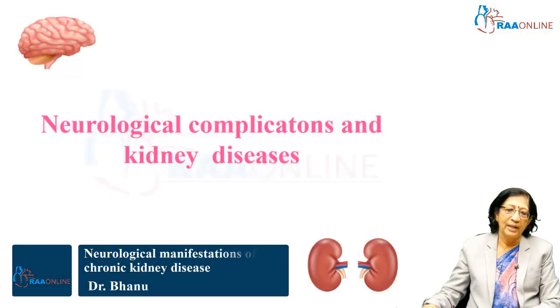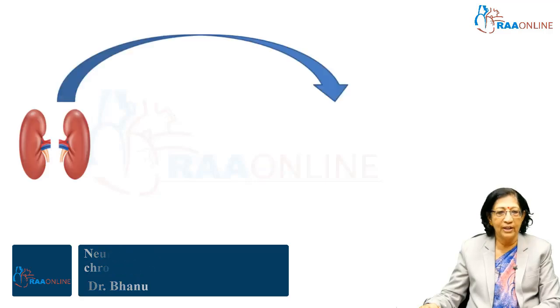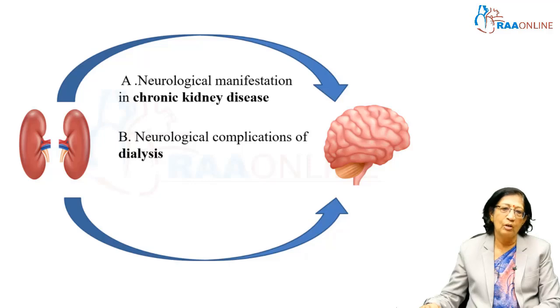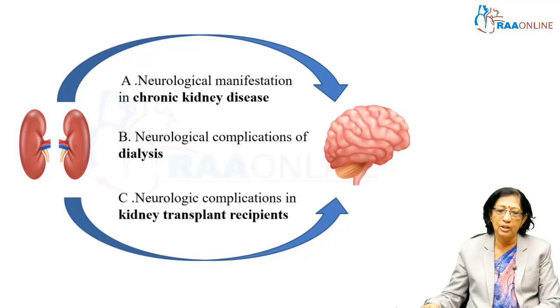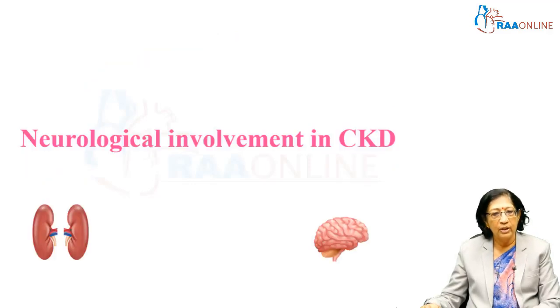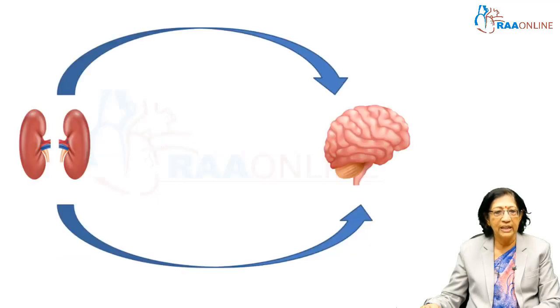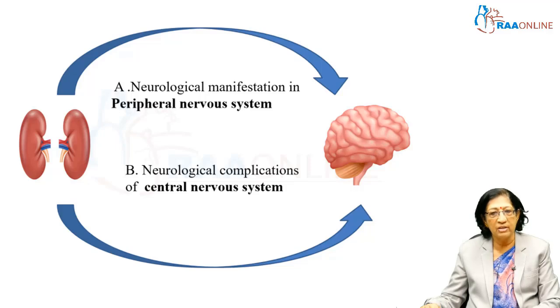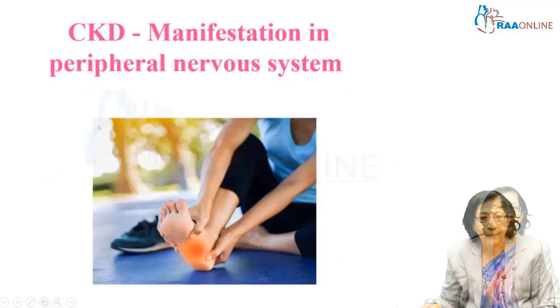So, let us see the complications of kidney disease. We will look at it from 2 points. One is complications of the central nervous system as well as neurological complications of dialysis and kidney transplant. And I will be only talking on the chronic kidney disease today. Can be affecting the peripheral nervous system or the central nervous system. We will deal with it individually.